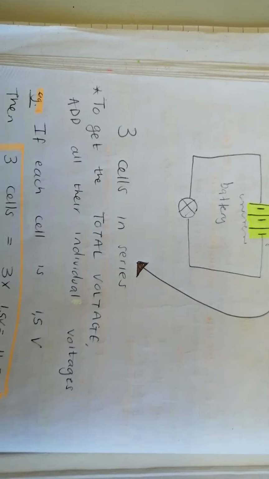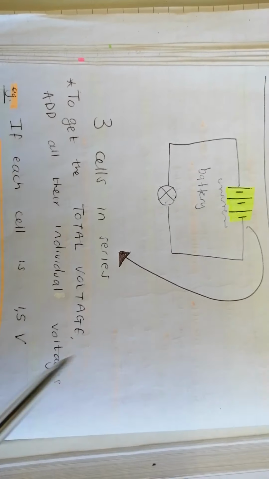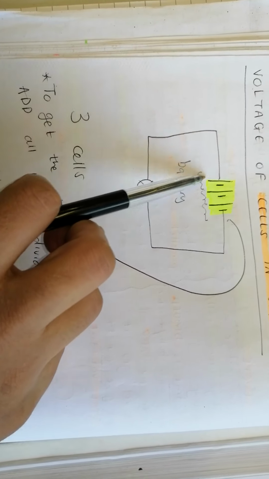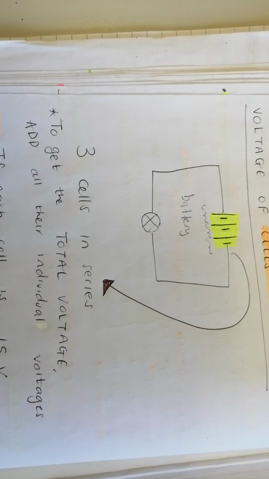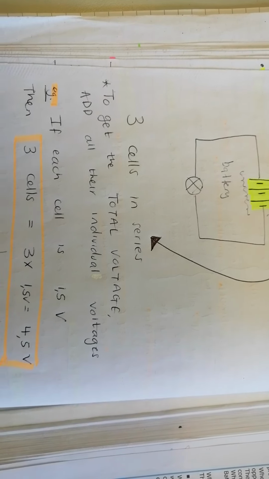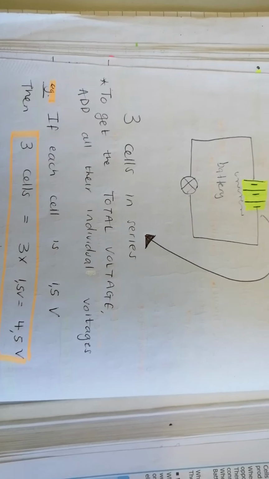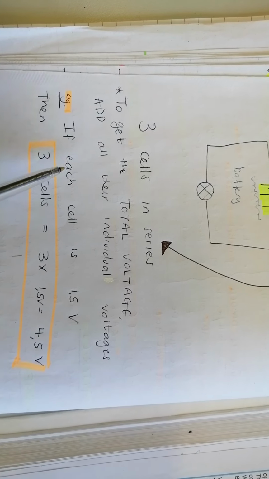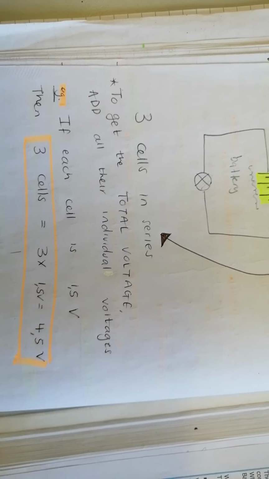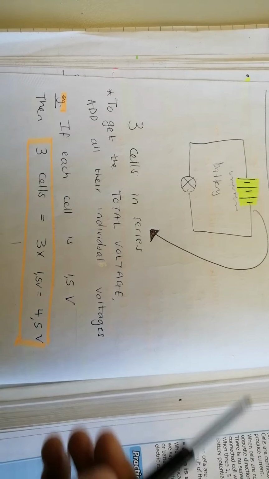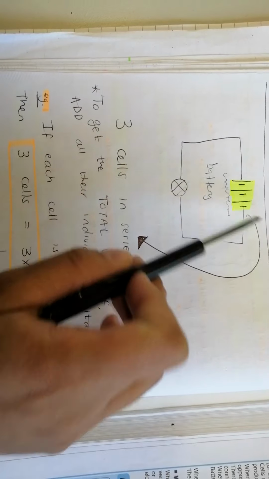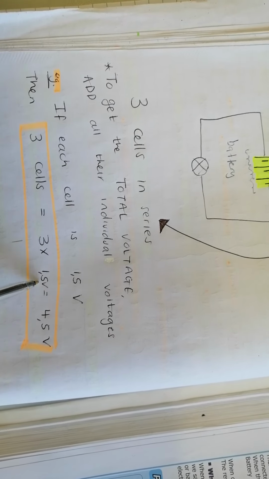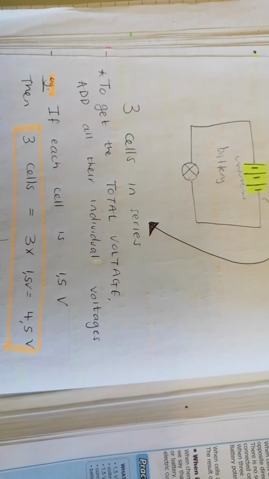Okay, right, now in this particular case we have 3 cells in series. If they ever ask you to calculate the voltage of this entire 3 cells, all you have to do is add each individual cell's voltage to each other. So for example, in this picture we have 3 cells, and if they told us that each cell is 1.5 volts and we need to get the total voltage of this entire battery, which is made up of 3 cells, all you do is you say 3 times 1.5, and that will give you a total of 4.5 volts.